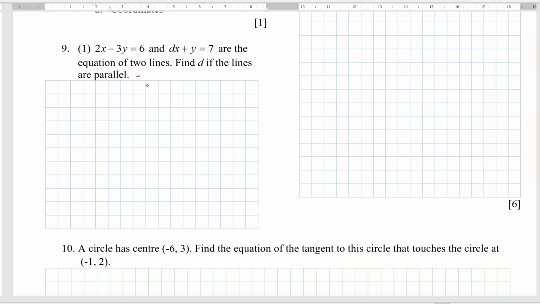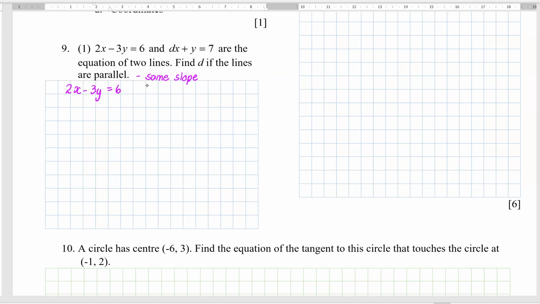So what I'd like you to do is put down your thinking. Tell me if they're parallel, that means they have the same slope. So now let's get the slope of each line. Remember, to get the slope we need y by itself. If we look at 2x take 3y equals 6, we can rearrange this to get y by itself.